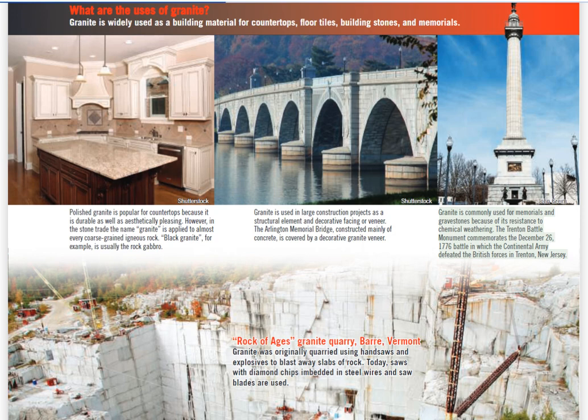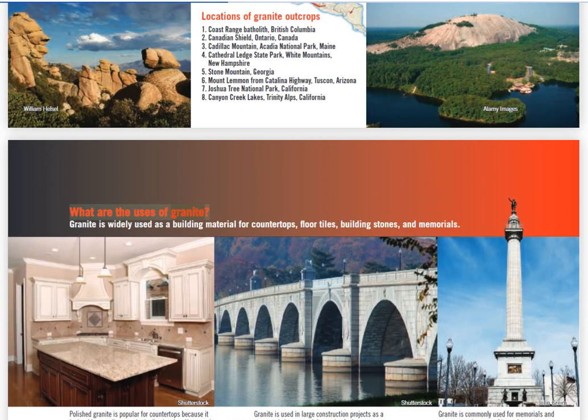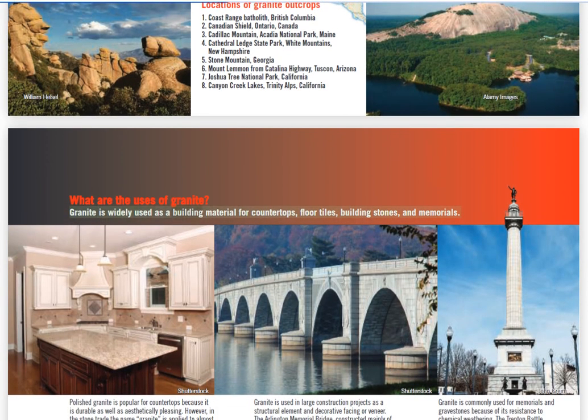Granite is commonly used for memorials and gravestones because of its resistance to chemical weathering. The Trenton Battle Monument commemorates the December 26, 1776 battle in which the Continental Army defeated the British forces in Trenton, New Jersey. What are the uses of granite? Granite is widely used as a building material for countertops or tiles, building stones, and memorials.